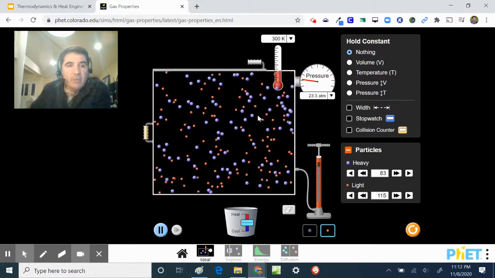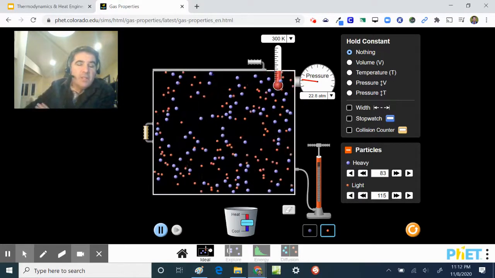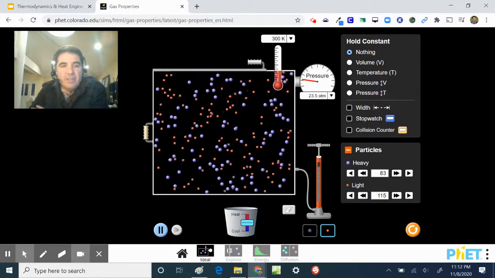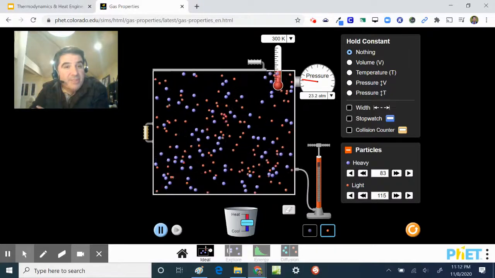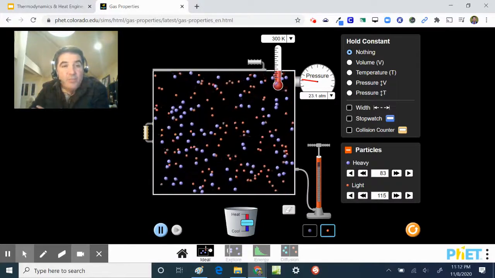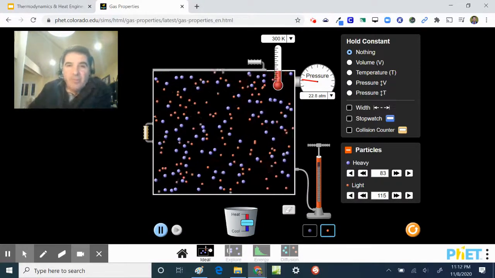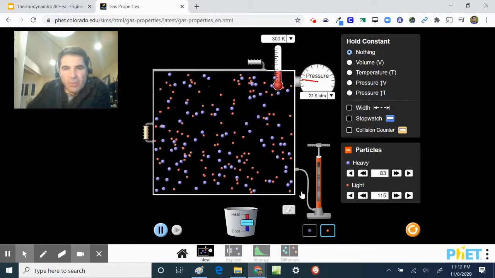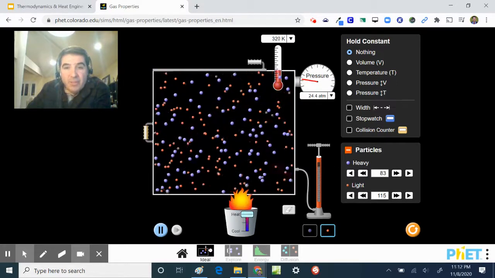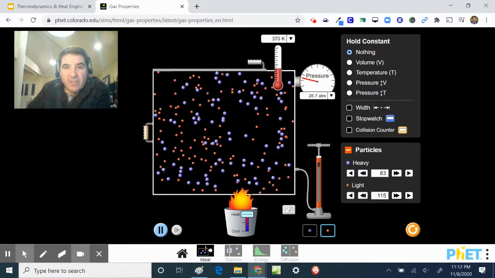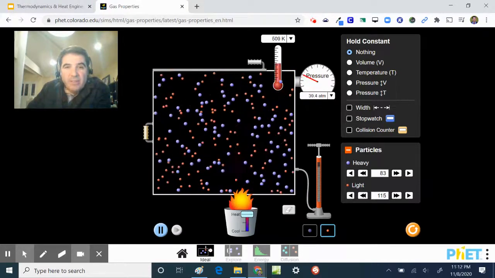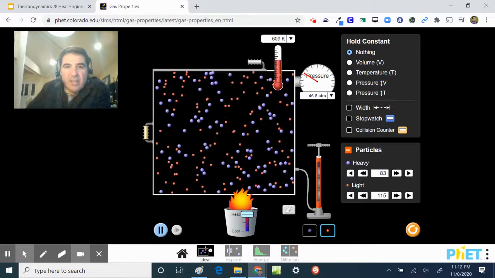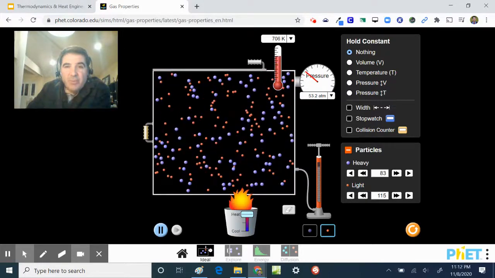You have to remember 273 Kelvin is ice freezing, and so 300 Kelvin is right about room temperature. Okay, so what I'm going to do now is put some fire on there, and you'll see that as I do that, the molecules will begin to move faster, and the pressure will increase, and the temperature will increase.